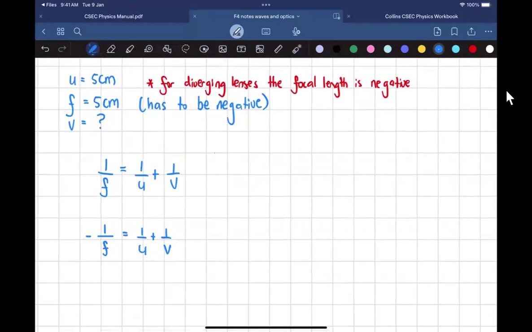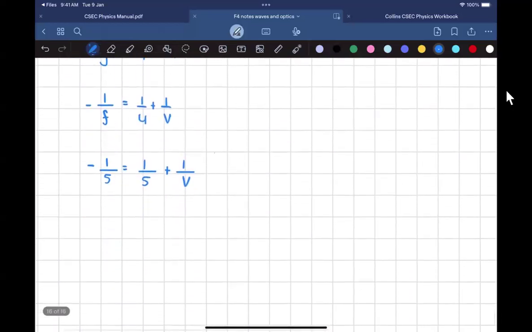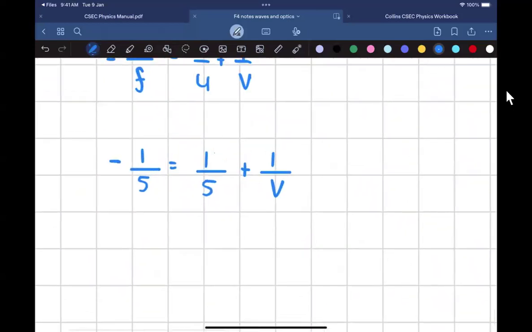Justin, let me plug in everything now. On the left-hand side, that'll be minus 1 over what? What was the focal length? Focal length was 5 centimeters. What was the object's distance? 5 centimeters. Do we know what the image distance is? No, we don't. I'm trying to find v, so do you know how I would find v? Not really. No.